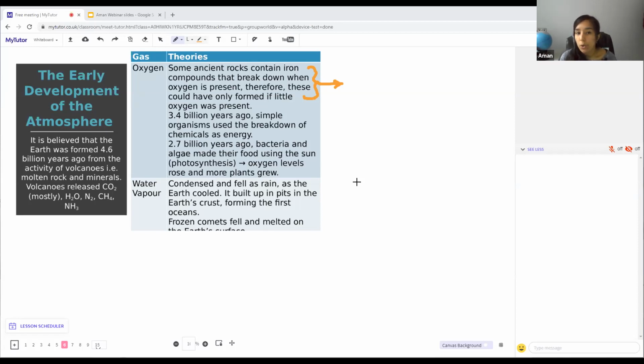Any questions on oxygen then? So it started off 4.6 billion years ago with very little oxygen, and today there's lots of oxygen, which we'll go into in the modern atmosphere in just a bit. But any questions on oxygen?